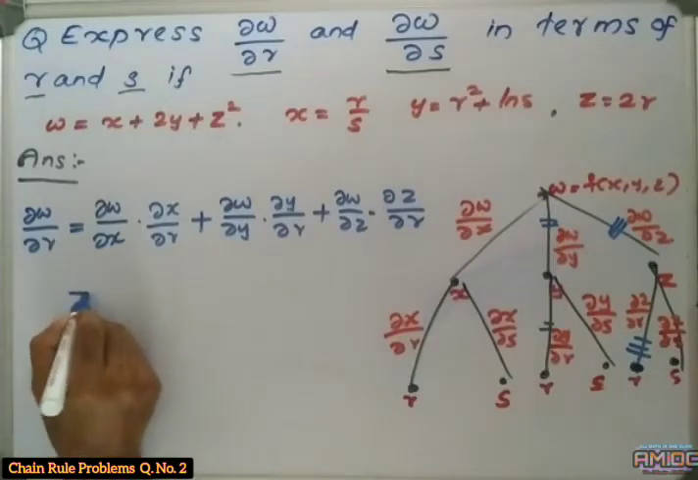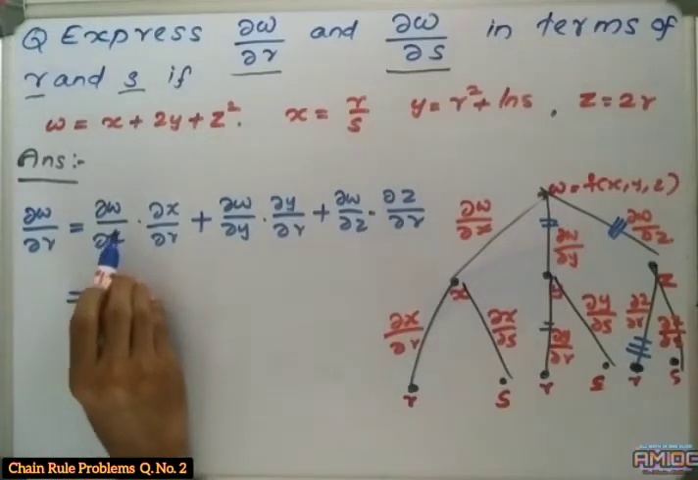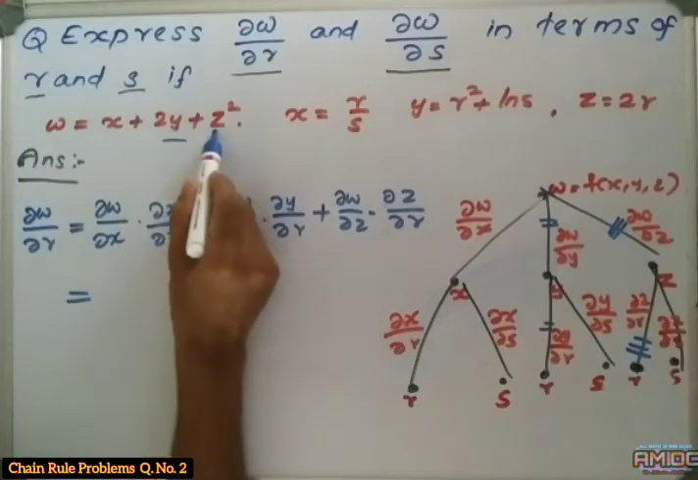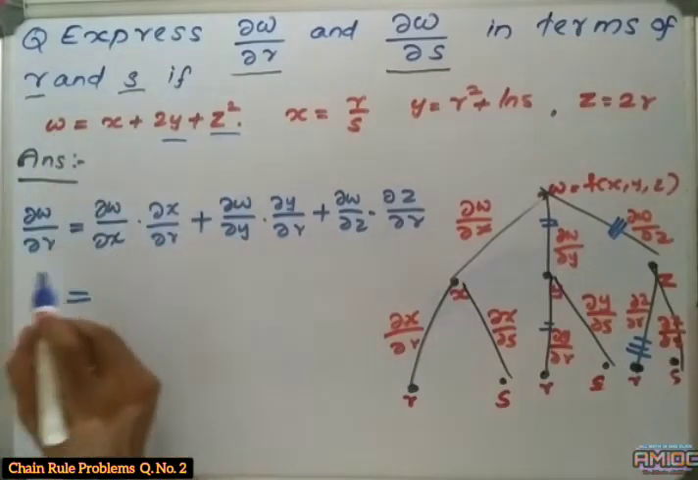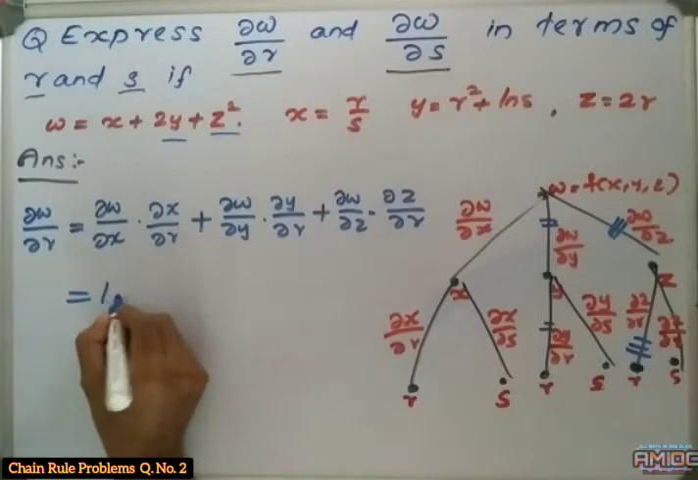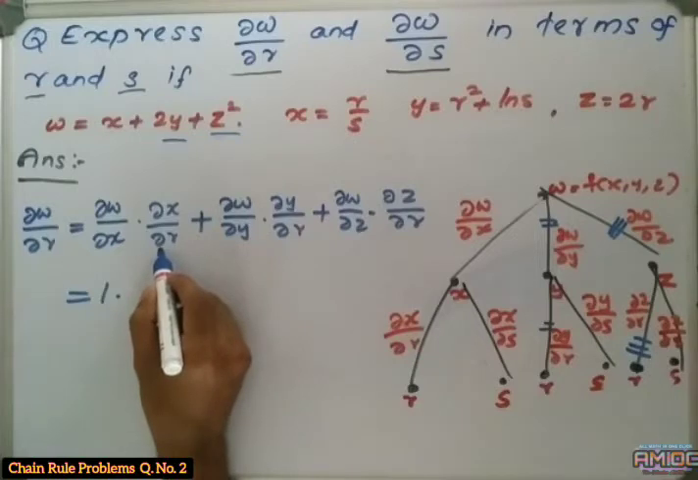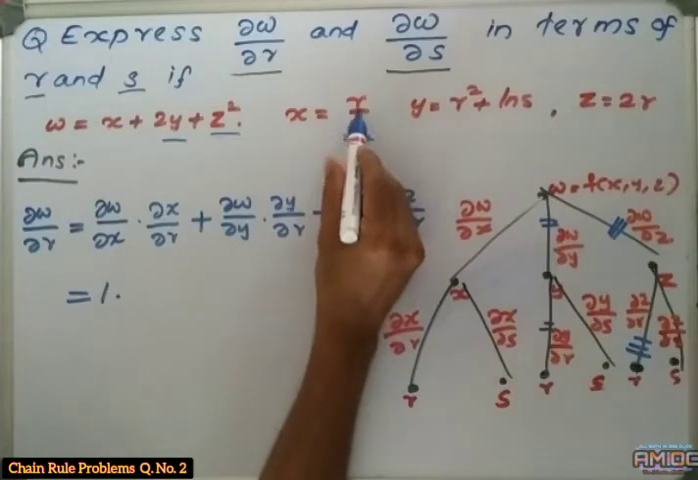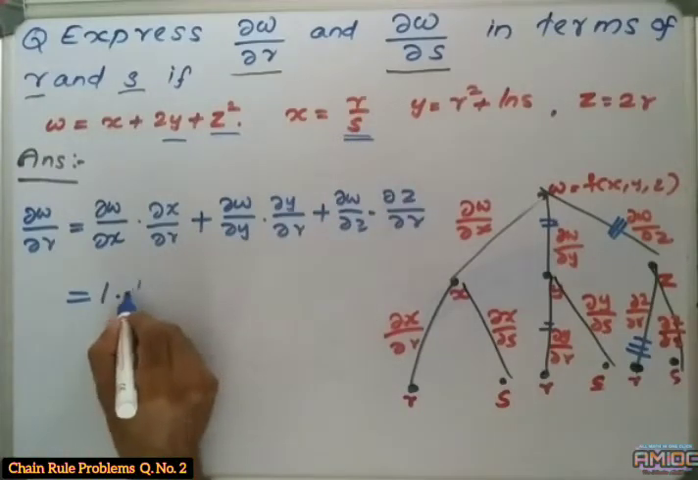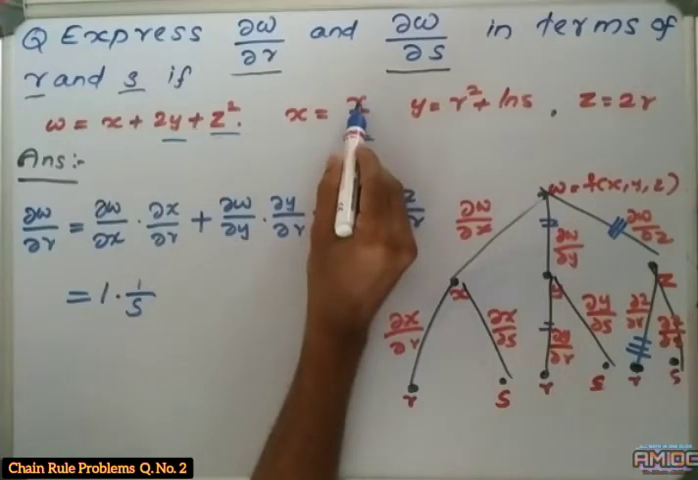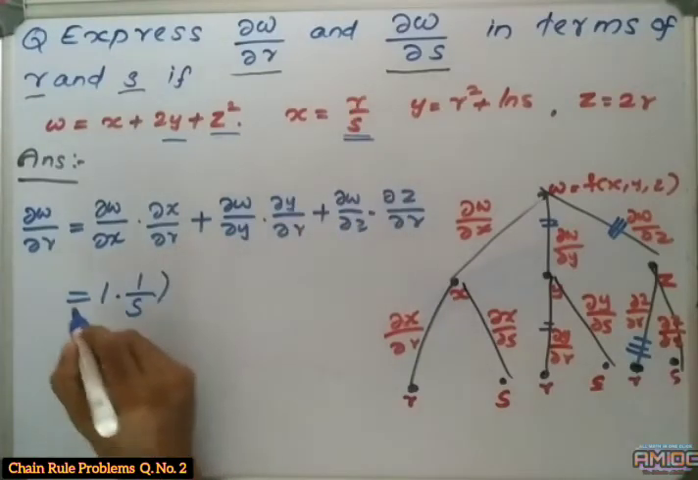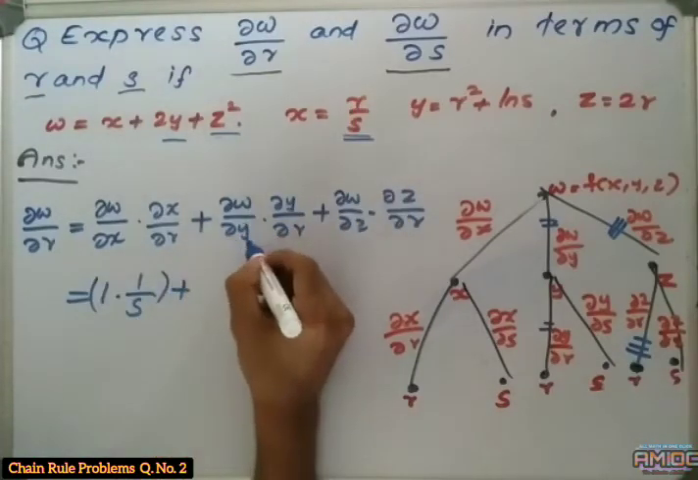Therefore, for the final answer, we want to take the derivative of w with respect to x. When taking the derivative of w with respect to x, we can treat y and z as constant. Therefore we get 1, times the remaining part ∂x/∂r. When taking the derivative of x with respect to r, we treat s as a constant. Therefore 1/s is a constant and the derivative of r is 1. Therefore, 1 times 1/s, plus ∂w/∂y.